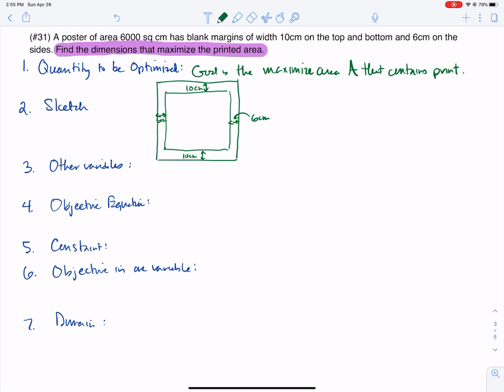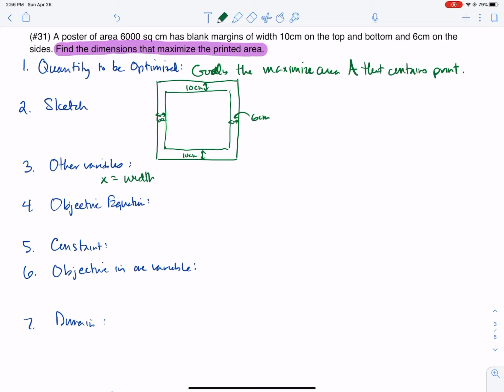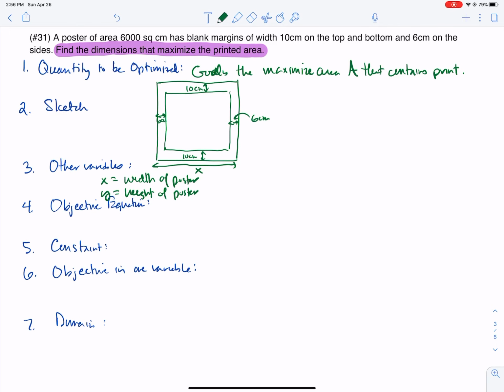And now I need to think about what other variables I have on hand. There are a couple of ways we could approach this problem. And one is to let other variables be the dimensions of the printed area. But I think it's a little bit easier to solve this problem letting the other variables be the dimensions of the actual poster, not the printed area. And so I'm going to let X be the width of the poster, and I'm going to let Y be the height of the poster. So this is going to be X right here, and this is going to be Y.